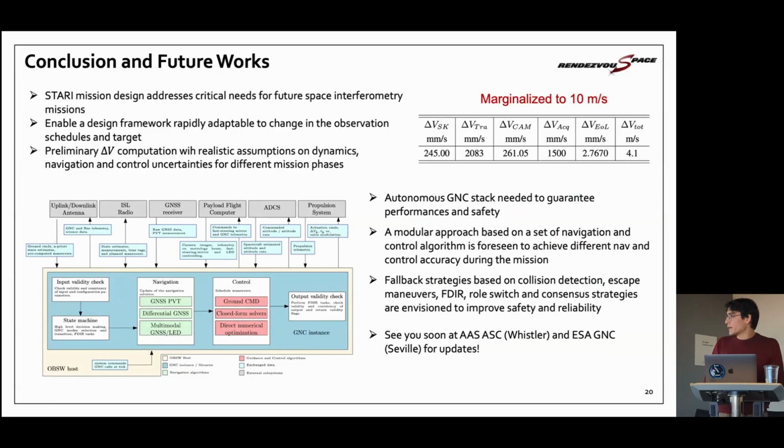We are planning to target two conferences this year. One is the Astrodynamics Specialist Conference, in which we're going to present a spin-off of this design, in which we are going to show how we can optimize the observation schedule, given a certain set of stars that we want to observe. How can we optimize the observation schedule to minimize the actual cost of transfer from one configuration to the other? And the other one is the ESA GNC conference in October this year, in which we're going to give an overview of the GNC design for this mission.